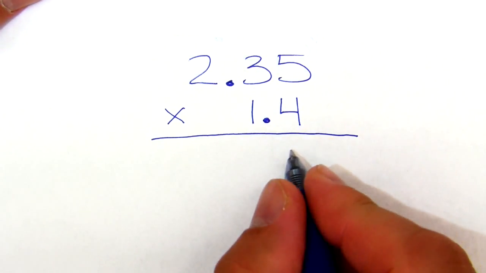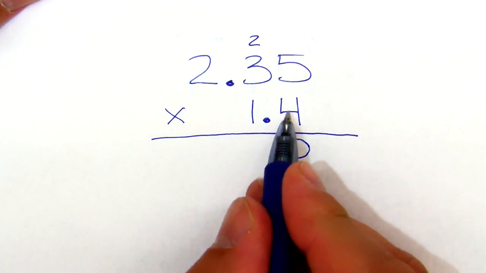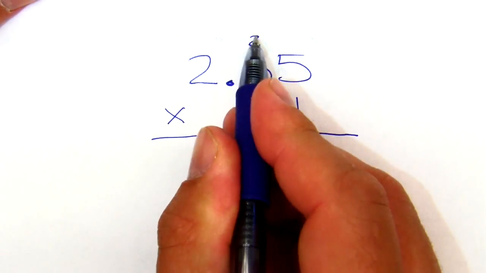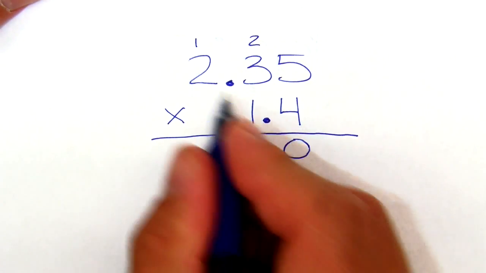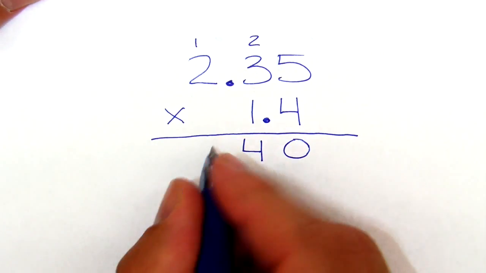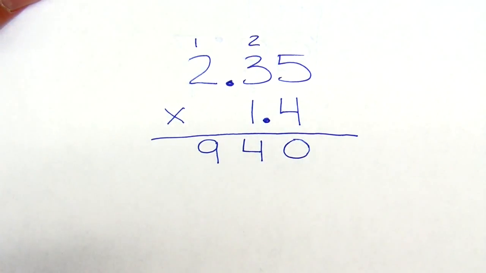4 times 5 is 20, so the 0 goes down, 2 goes up. 4 times 3 is 12, plus 2 is 14, 4 goes down, 1 goes up. 4 times 2 is 8, plus 1 is 9. So our first partial product is 940, right?